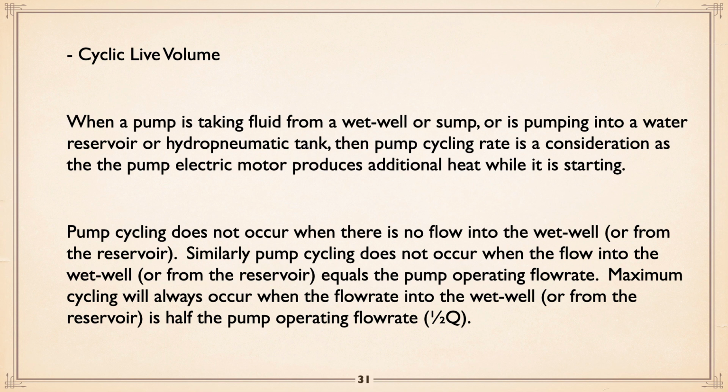You will find the maximum cycling will always occur when the flow rate into a wet well or from the reservoir is half the pump operating flow rate, half Q. That's where you get your worst cycling, is when the flow into a wet well or out of a reservoir is half what the pump is nominally pumping.